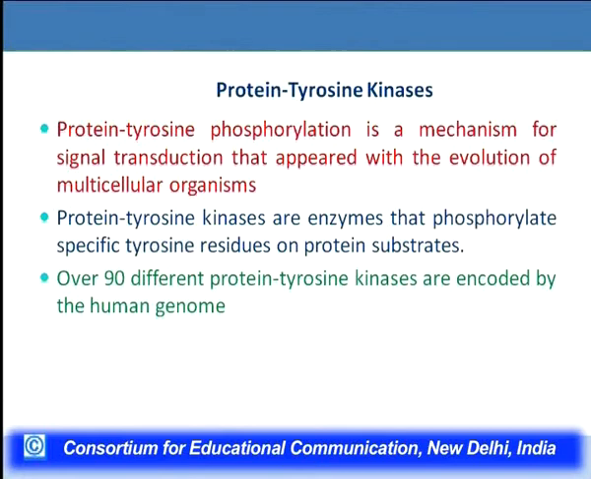Over 90 different protein tyrosine kinases are encoded by the human genome. So we can guess the importance of these tyrosine kinases, because our genome encodes about 90 different types, and all these types will be activating a specific molecule, which will then activate a specific set of reactions. So the end product of all of these tyrosine kinase activations will be different for different cells, depending on the signal. Again, everything will depend on the signal.